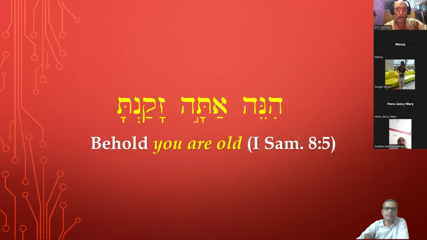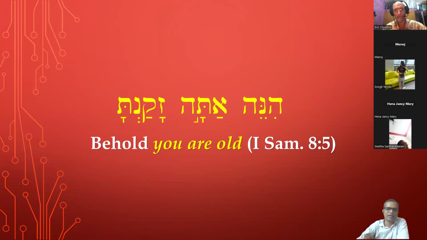Another example, Eric. Hinneh atta zaqanta. Zaqanta. Very good. Translation: Behold, you are old. All right. Which one is the verb here? Zaqanta. Okay. Parsing. Qal perfect second person masculine singular of zaqan, meaning he was old.